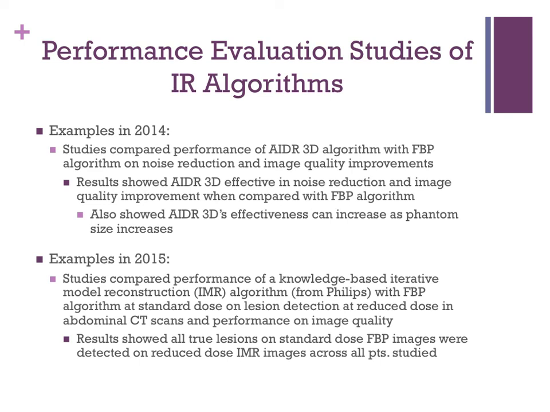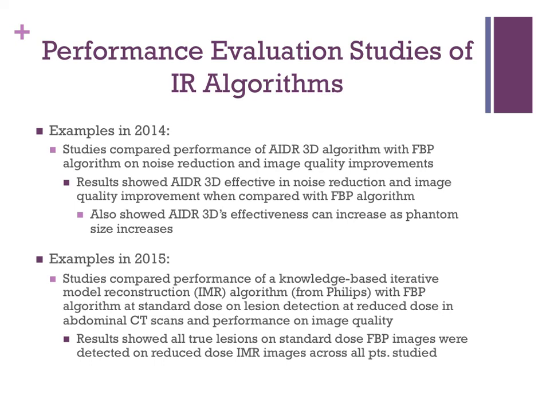And then in 2015, studies were done that compared the performance of a knowledge-based iterative model reconstruction algorithm, the IMR, from Philips with the filtered back projection algorithm at a standard dose on lesion detection, at a reduced dose in abdominal CT scans, and performance on image quality. These results show that all true lesions on the standard dose FBP images were detected on the reduced dose IMR images across all the patients studied.